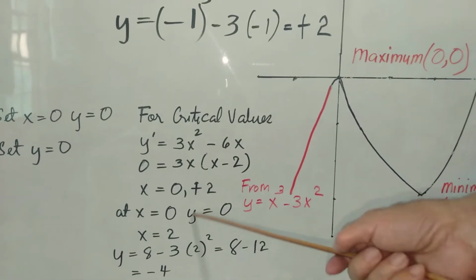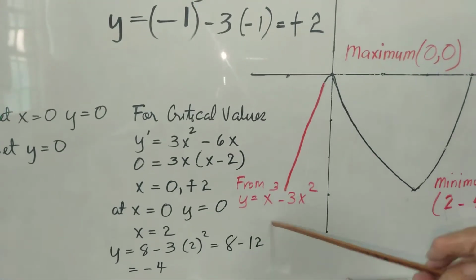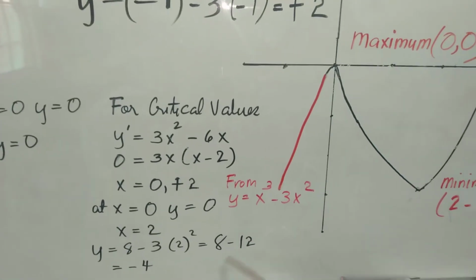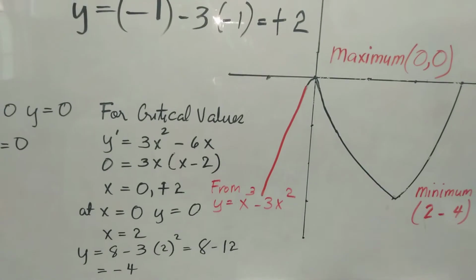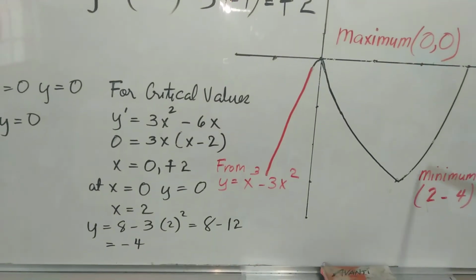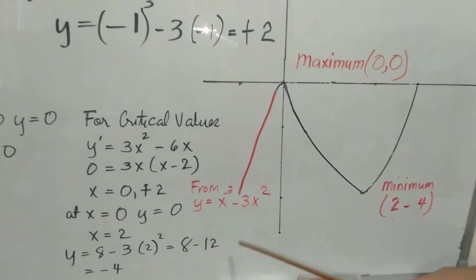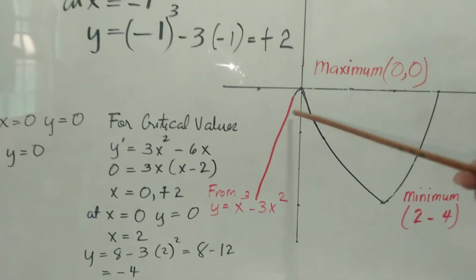We substitute that in the original equation. At x equal to 2, if we substitute that in the original equation, we get negative 4. So this will be our minimum point at x equal to 2 and y equal to negative 4. For the maximum, that will be 0 and 0.